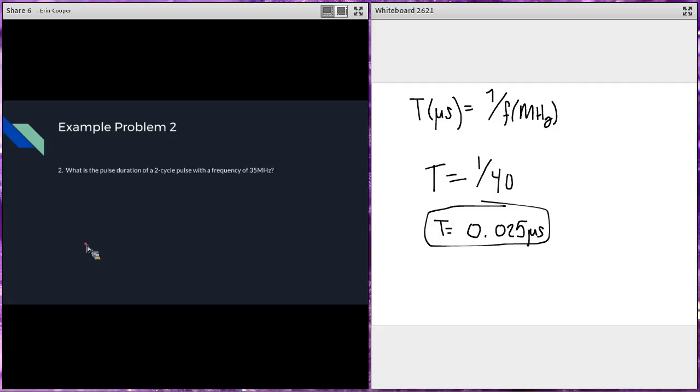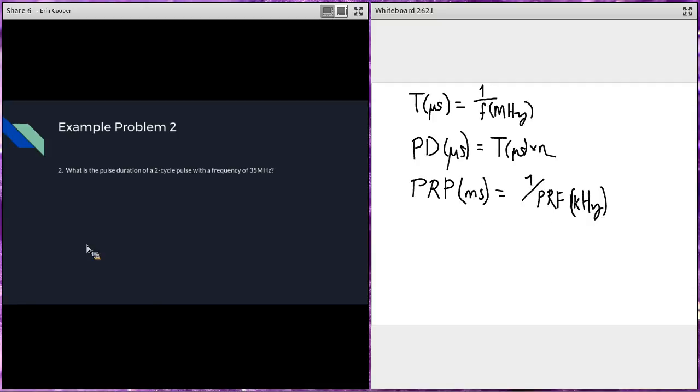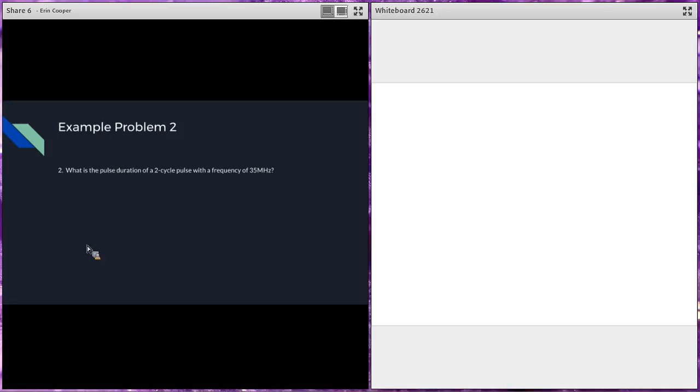Here's the next one. Okay, we're going to switch it up here. We're going to go to the pulse duration. Remember pulse duration? Pulse duration is going to be our period times the number of cycles. So I'm going to write that again. Pulse duration in microseconds is going to equal the period in microseconds times the number of cycles.